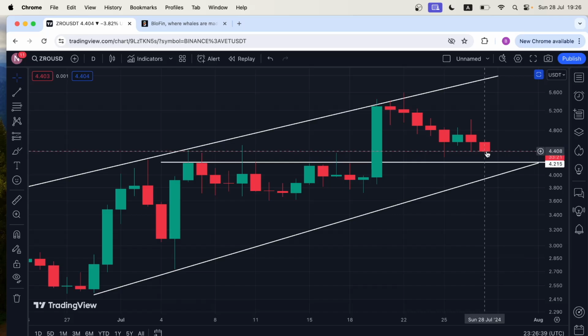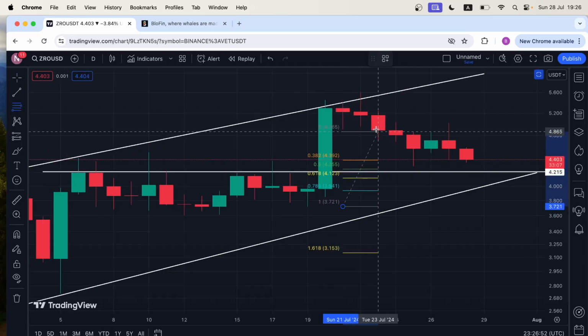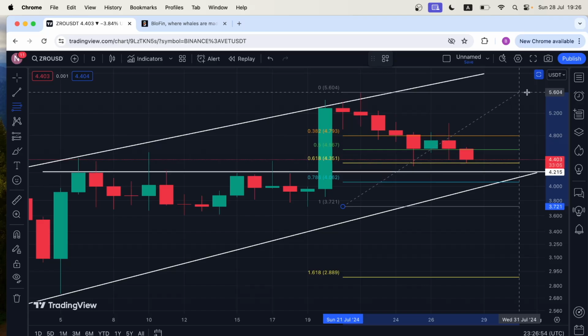And there's something else that I want to show you here. So this is an impulsive move to the upside, and this is a retracement, right? So there's a tool that's perfect for this. You just take a Fibonacci retracement, initiate it from the swing low, drag it up to the swing high, and just pull it across. And that's going to give us these Fibonacci retracement levels, right?